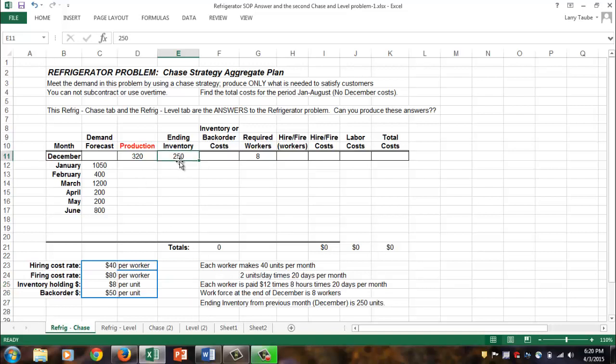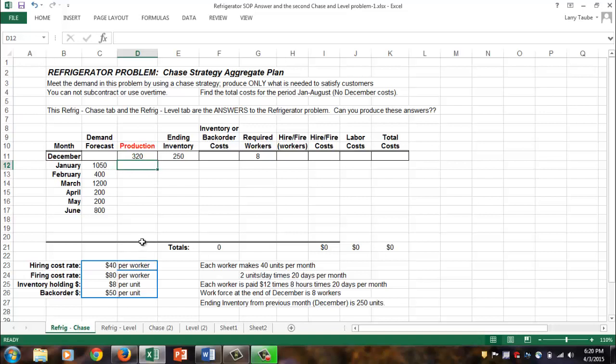Here's the workforce at the end of December, ending inventory for previous month, 250 units. Okay, sounds like a done deal. We're not going to complete this problem because we've already done some of these. Again, you have the answers, so you can take a look at the answers and take care of that.